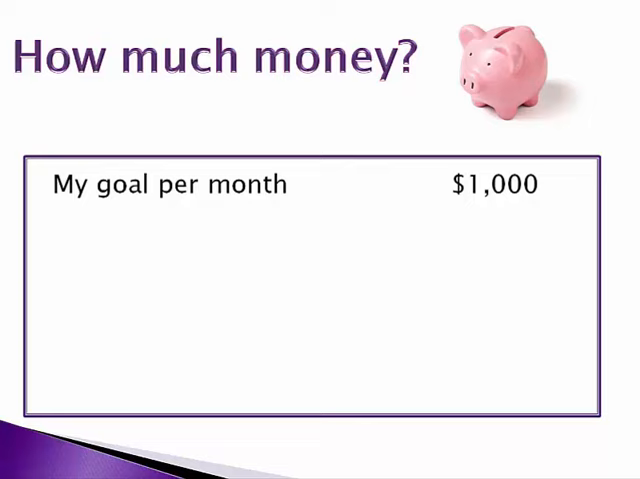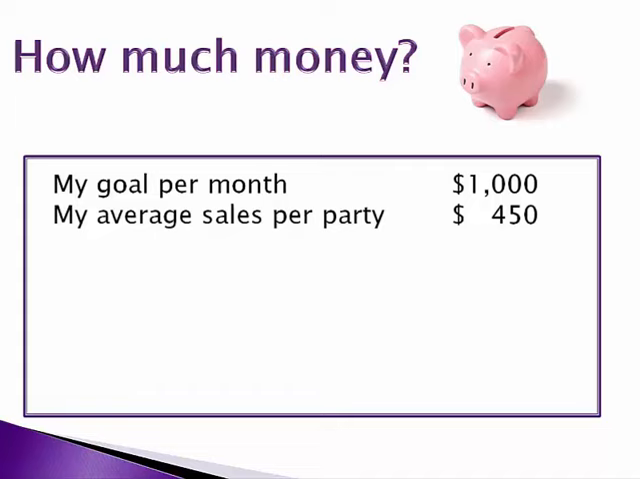So I want to earn $1,000 in a month. Now, an average party that I do will be about $450. So I will have worked that out from all of the parties I've done. Obviously, some of them will be lower than $450 and some of them will be higher. But on average, my sales are $450. You'll need to work this out for yourself. Now, if you're really brand new and you haven't done many parties or done any parties, you don't have an average. So see if you can find out what the company average is and work with that until you're able to replace that with your own number.